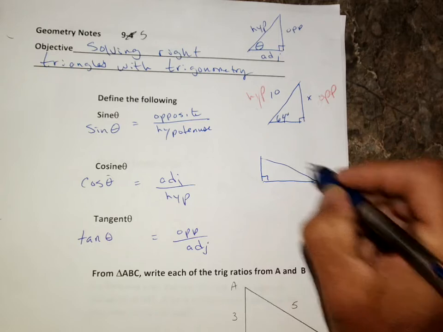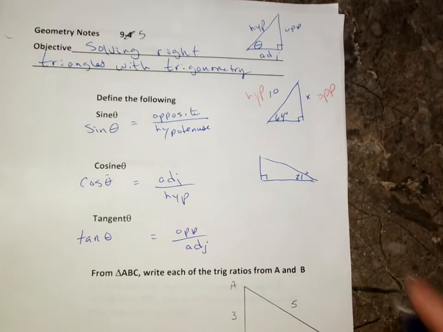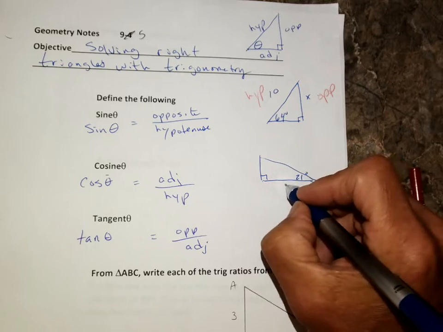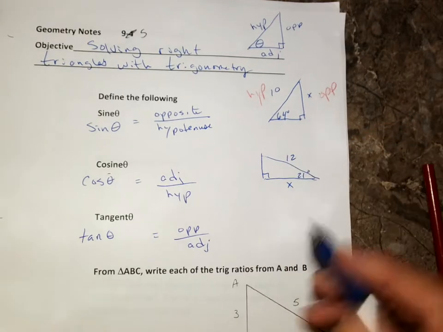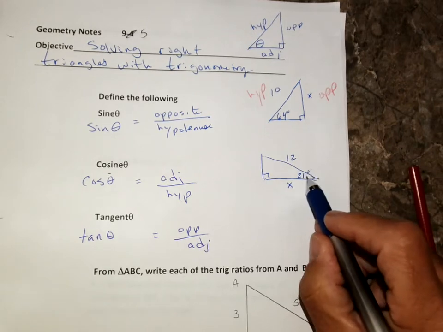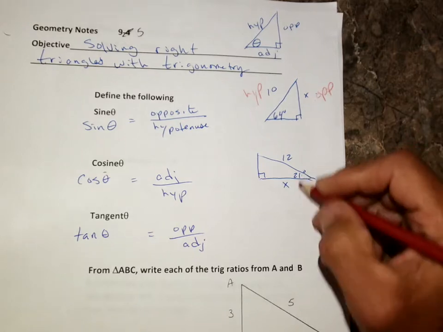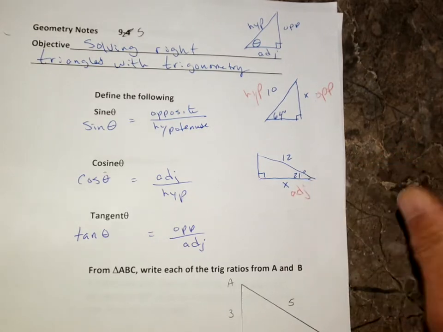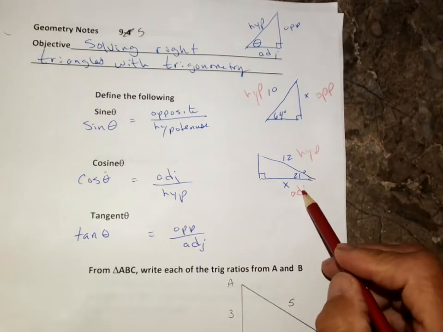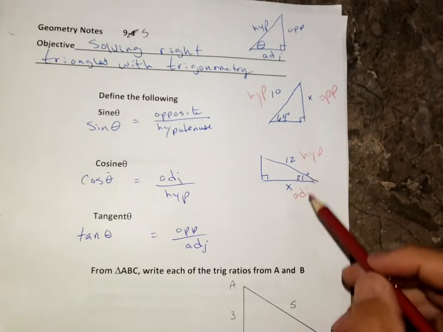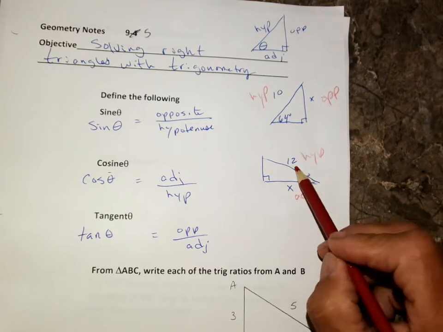Say that this angle is 21 degrees. This is x, and this side is 12. From this angle, this is my adjacent side. It's next to it, adjacent. And this is again my hypotenuse. It's along the side. So in this case, I'm working with these two sides, my adjacent side, which is the side next to my angle, and my hypotenuse.